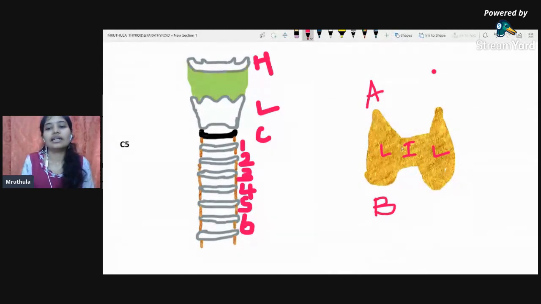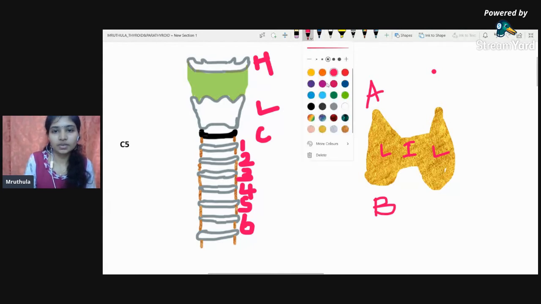And the isthmus, what is the extent of isthmus? Isthmus is extending between the 2nd, 3rd, and 4th tracheal rings. So these are the 3 tracheal rings over which the isthmus usually lies. Let me show that in this picture. Let's mark it on the tracheal rings and the laryngeal cartilage.